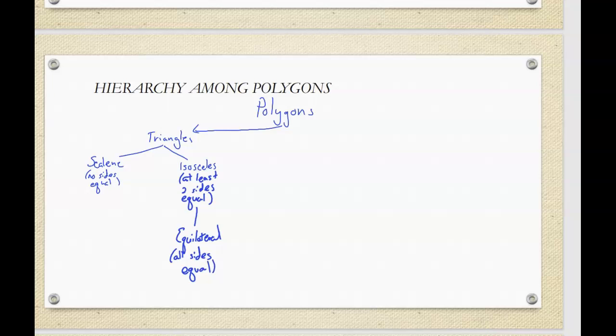So, and here's the thing. You can go up, so all equilateral triangles are also isosceles triangles. All isosceles triangles are definitely triangles, and all triangles are polygons. But it doesn't flow the other way. So I guess I can go this way instead of this way, because not all triangles are isosceles, and not all isosceles triangles are equilaterals.